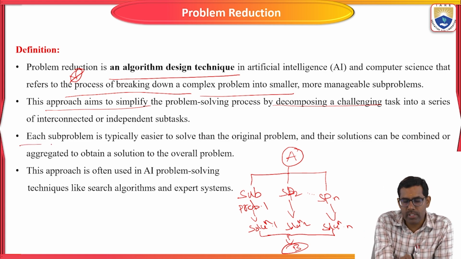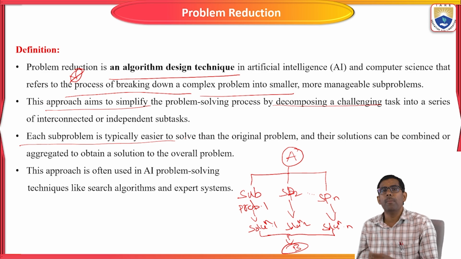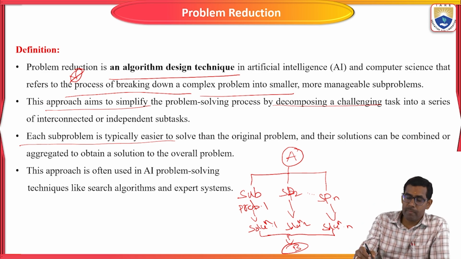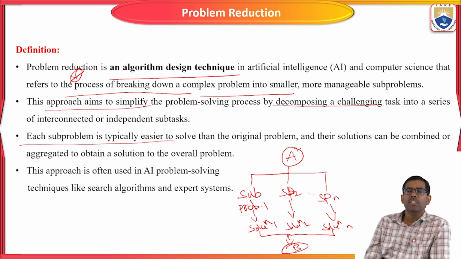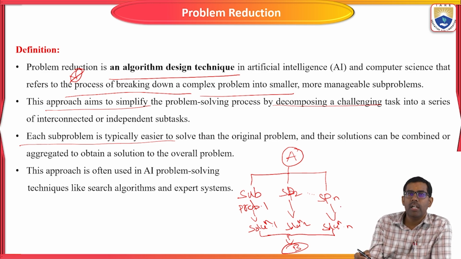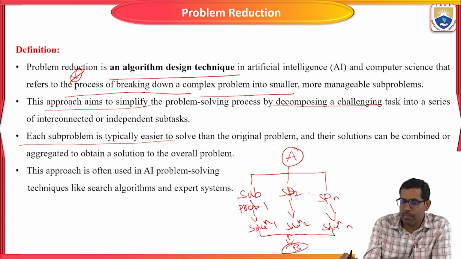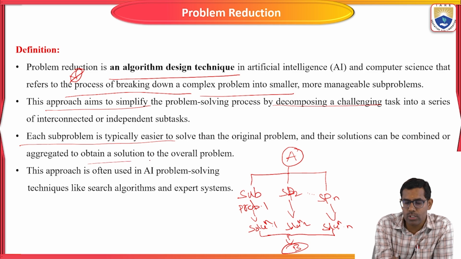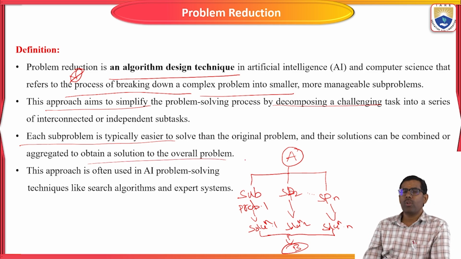Each sub-problem is typically easier to solve than the original problem. So we get all the sub-problems from the main problem, and we simply solve each sub-problem. Their solutions can be combined or aggregated to obtain the solution to the overall problem. Previously I gave clarity on how we divide the main problem into sub-problems, how we solve the sub-problems, and how we combine or aggregate all the solutions into the main solution.